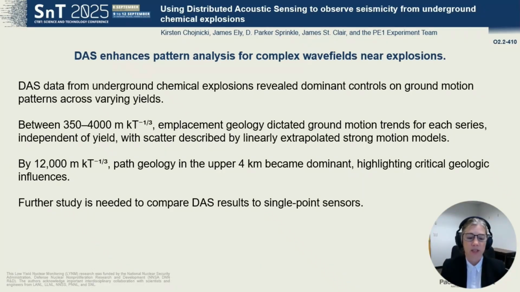Further study is needed beyond this to compare the DAS results to the single point sensor data, and will be something that we will do in future work.